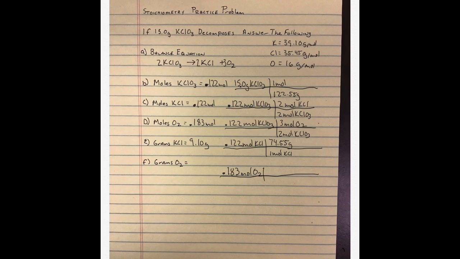Then for oxygen, we take its number of moles of 0.183 moles times the molar mass of oxygen, which is 32 grams per mole. And we'll find that there were 5.86 grams of oxygen that was produced.